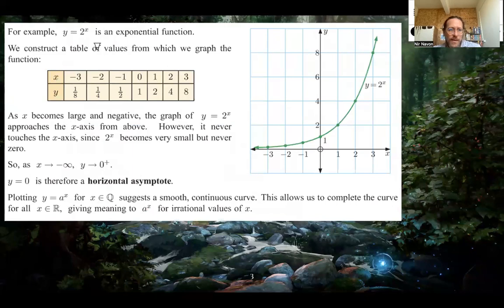Okay, an exponential function is y equals 2 to the power of x. So this is constructing a table of values, and then we plot the points, and this is what we actually get.